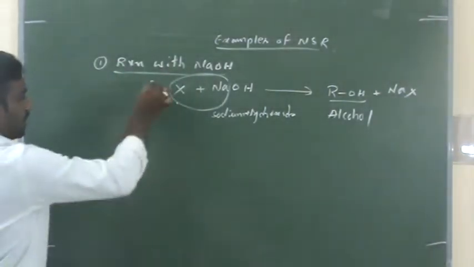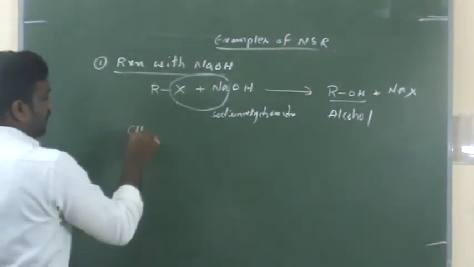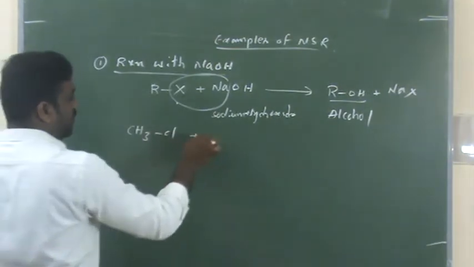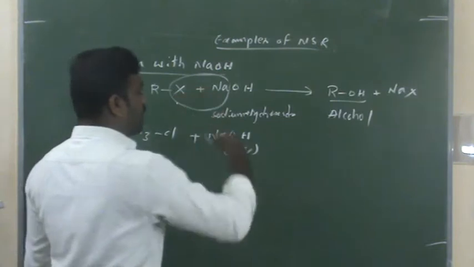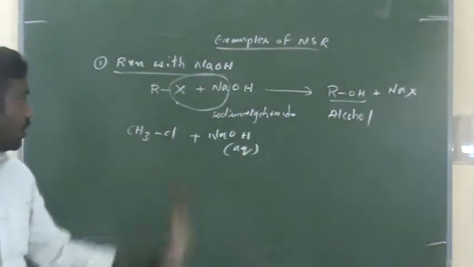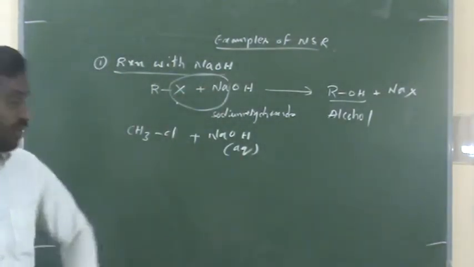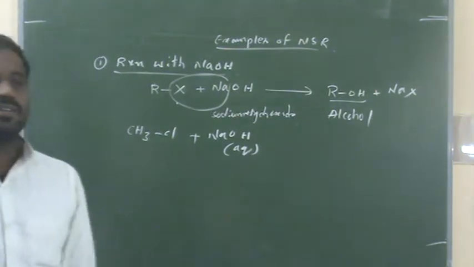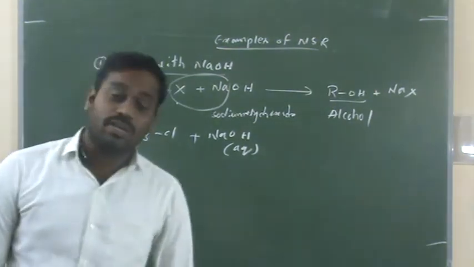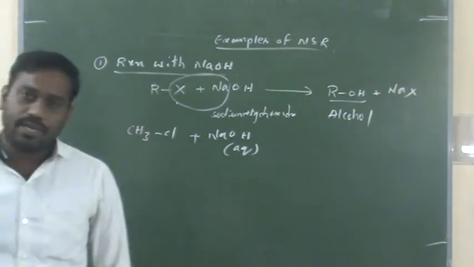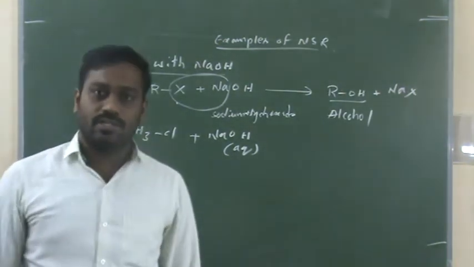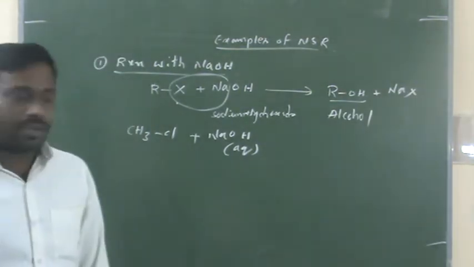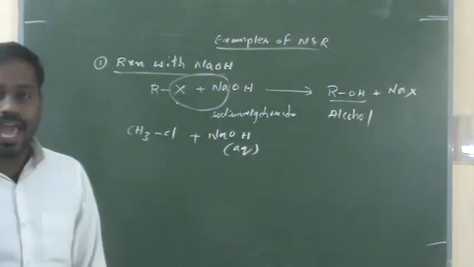Like that, instead of this R, you can keep it as CH3Cl. CH3Cl reacts with aqueous NaOH. Keep in mind, this NaOH should be aqueous. We don't take alcoholic NaOH. There are two types of sodium hydroxide: one is called aqueous NaOH, another is called alcoholic NaOH. Alcoholic NaOH we will discuss later. But now we are taking aqueous NaOH.